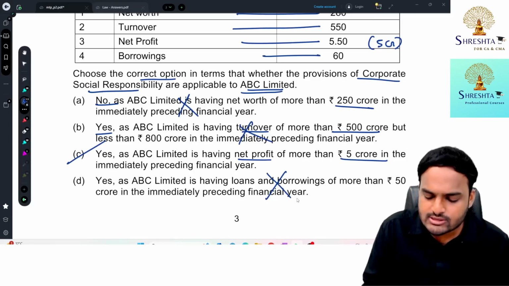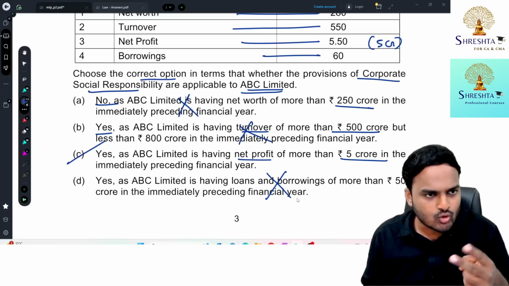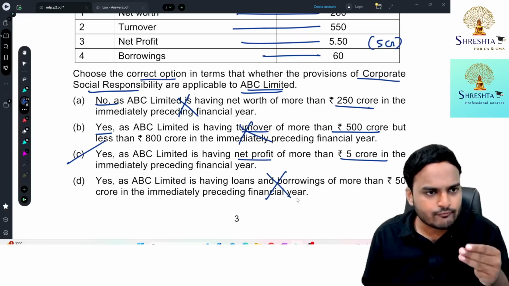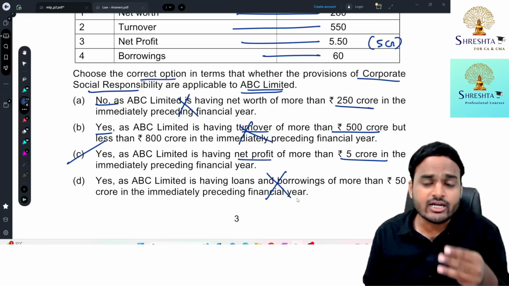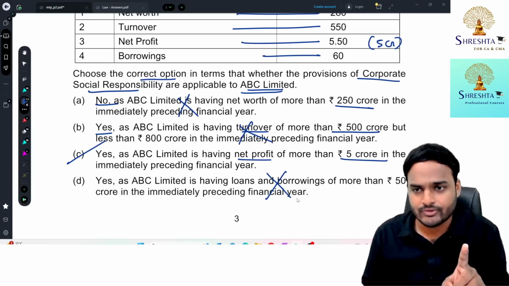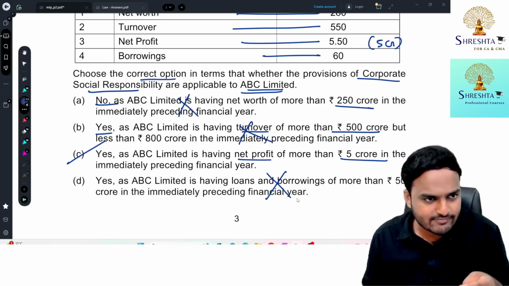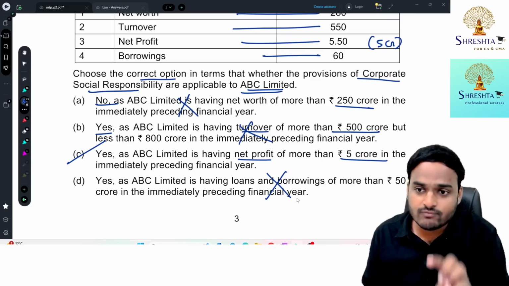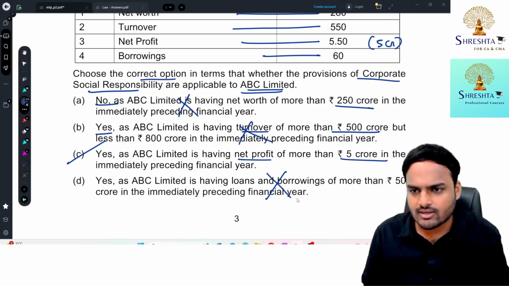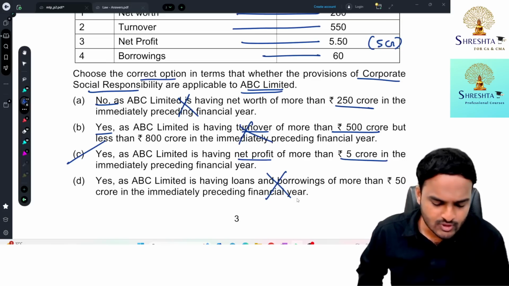As for loans and borrowings, there is no such condition at all. Condition: net profit, turnover, net worth. Understood? And sometimes students get confusion. What they think? All the three conditions should be satisfied, then only section 135 is applicable. No, it is wrong. If any one of these three conditions is satisfied, then section 135 is applicable. Is it clear? Everyone. Okay, next.